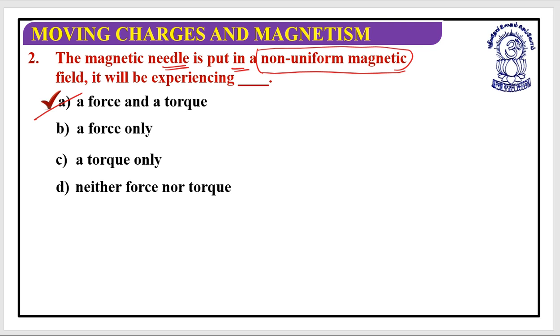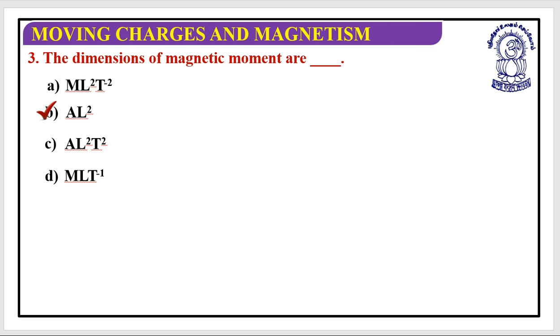Great. Now let's move to the next question. The dimensions of magnetic moment, we have already derived it. It's A L square. Is it clear? Is there anything you don't know up till now, or any doubts? Great. So let's move to the questions.